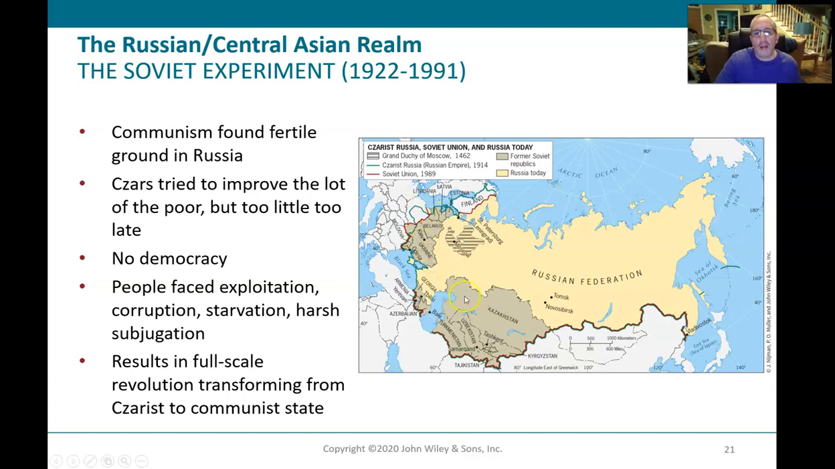Then you have Ukraine. Down here you have Armenia, Georgia, and Azerbaijan. Those are now independent countries. And here you have the 5 Central Asian countries that I've already mentioned. So all of this was the Soviet Union back in the day.